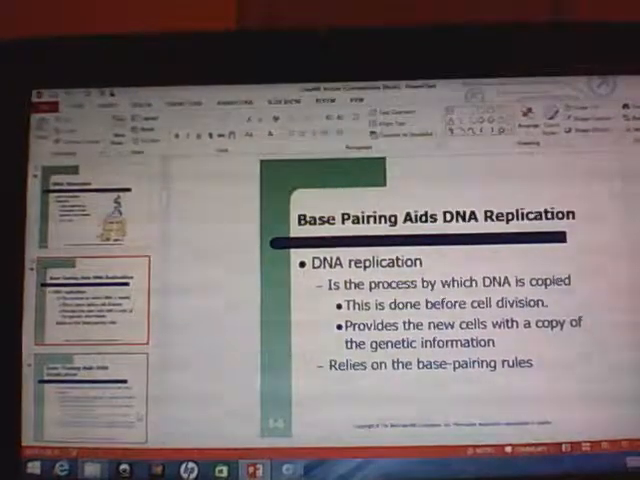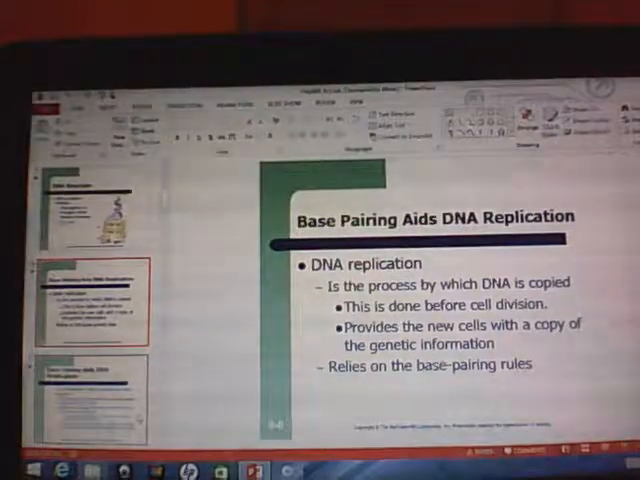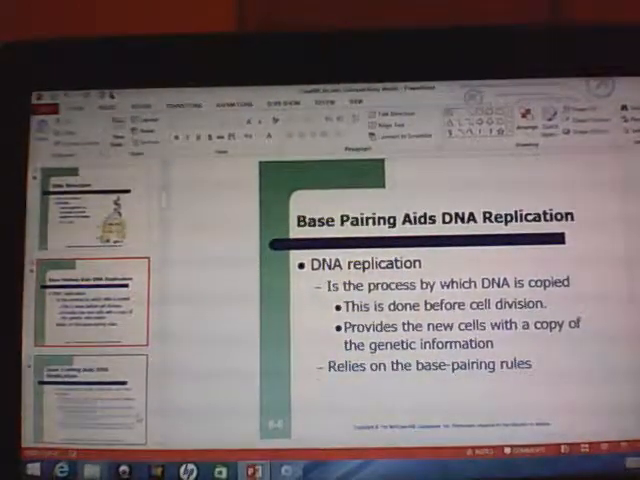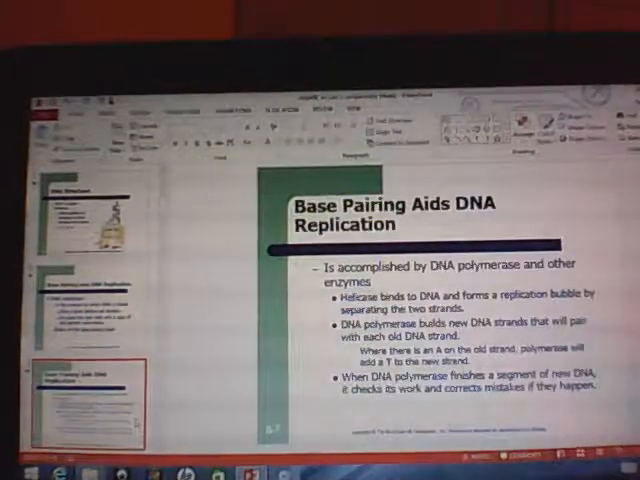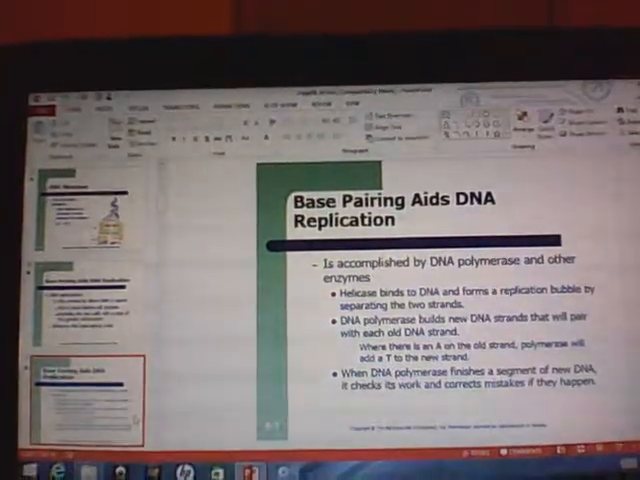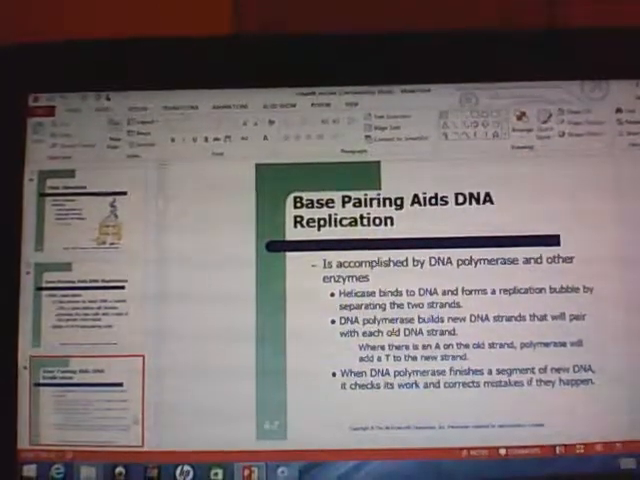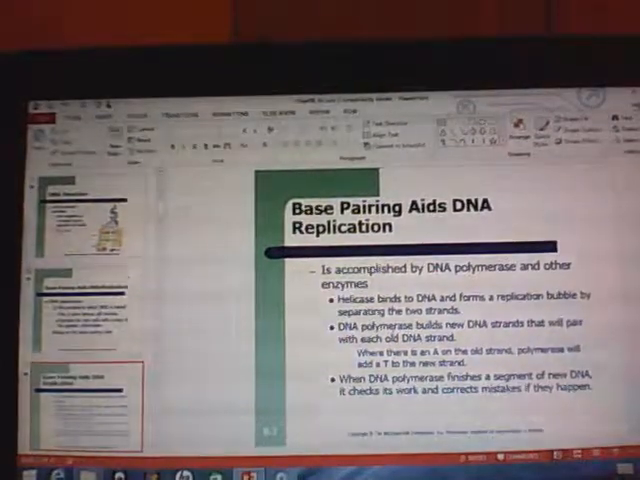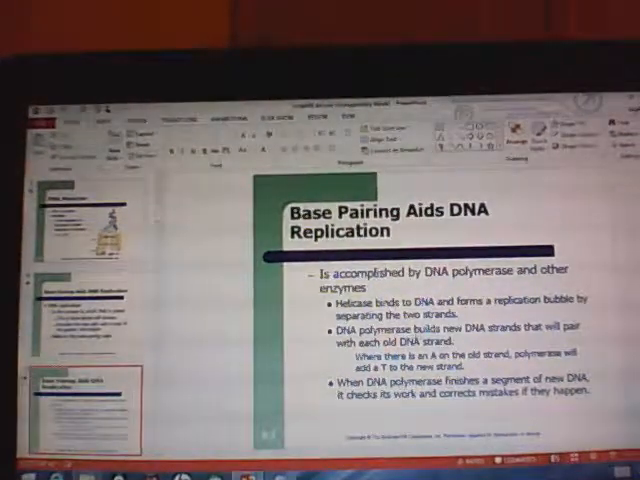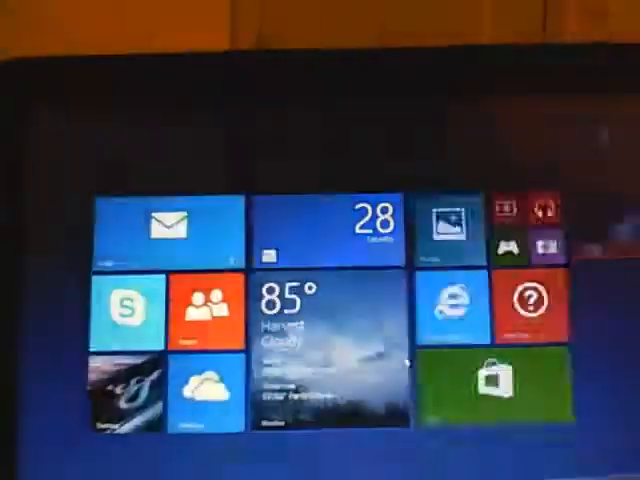so DNA replication is a way that DNA makes more of itself. And so you should know that that's the way that we make more DNA, is by doing replication. Base pairing, of course, aids in replication. It says you have a DNA polymerase, which ends in ASE, so it's an enzyme, that builds a new strand of DNA that will pair to the old strand.